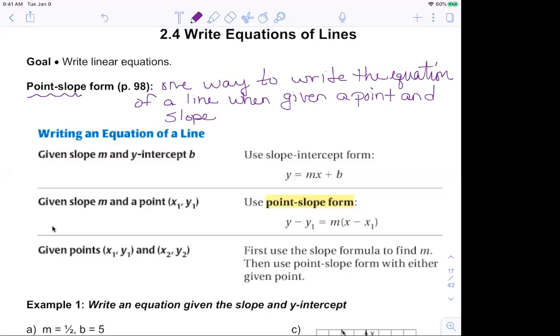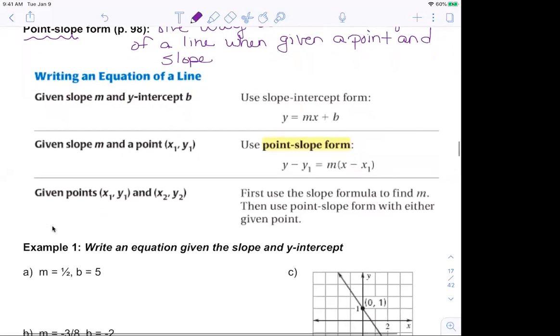There's a little chart below, and in this chart you see 3 different cases of information. So the first case is if you're given a slope and a y-intercept. So if I'm given the slope m, the y-intercept b, I would want to use slope-intercept form because I have that information and I can just plug it in for m and b. Point-slope form is useful when you're given the slope and a point that would be on our line.